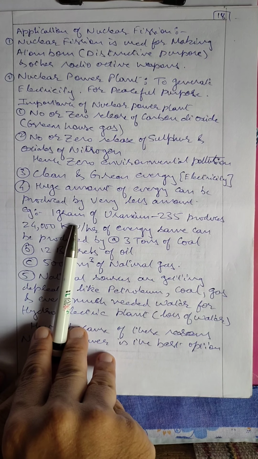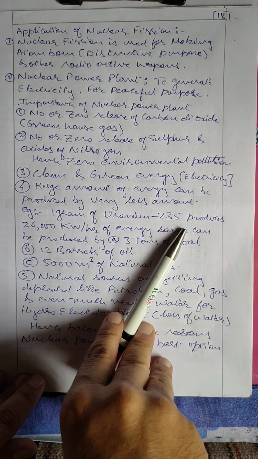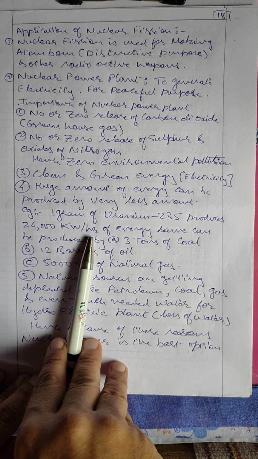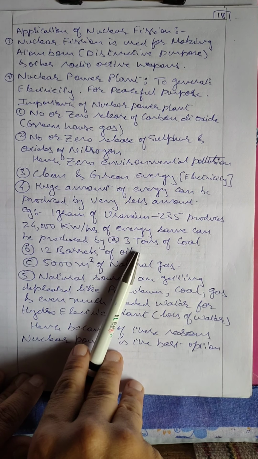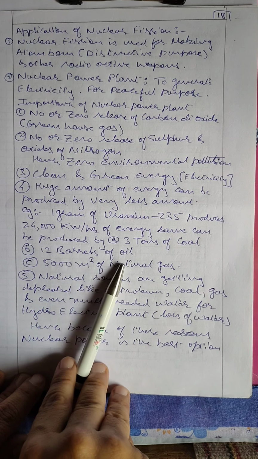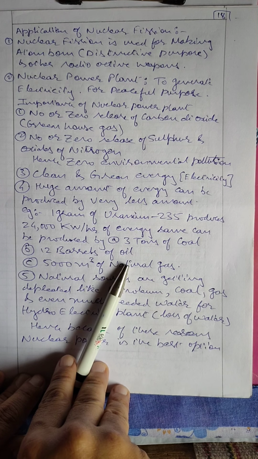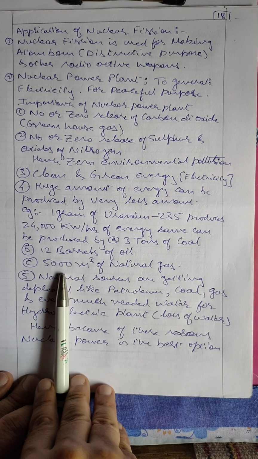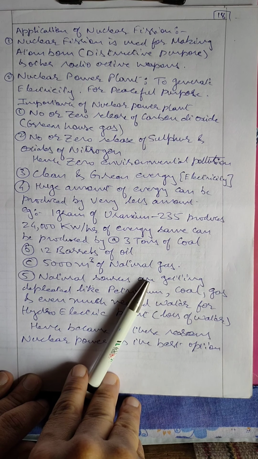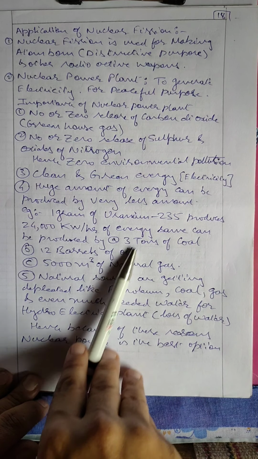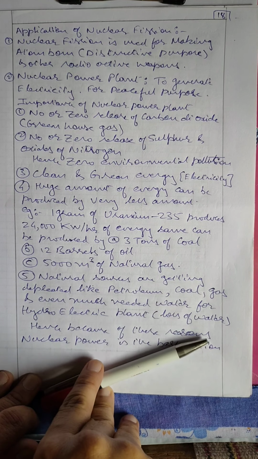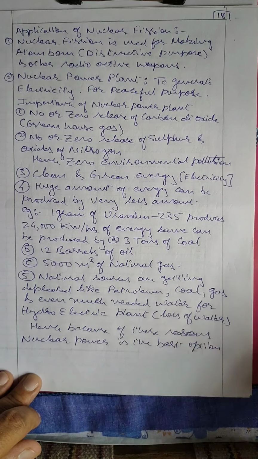Let's take the example: 1 gram of uranium 235 can produce 24,000 kilowatt hours of energy. The same energy we can produce by using 3 tons of coal. Imagine, 3 tons. Or 12 barrels of oil. I am talking about barrels, it is not liters. Or it can be produced from 5,000 cubic meters of natural gas. So this much can be obtained from only 1 gram of uranium. So it is very cost effective and environment friendly.